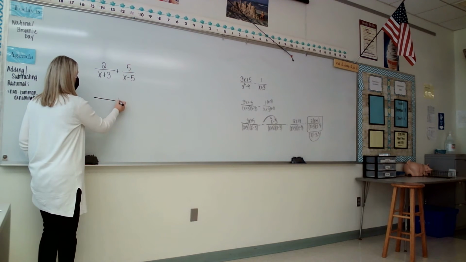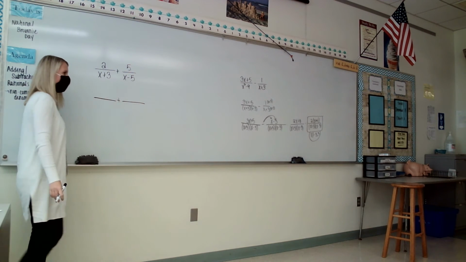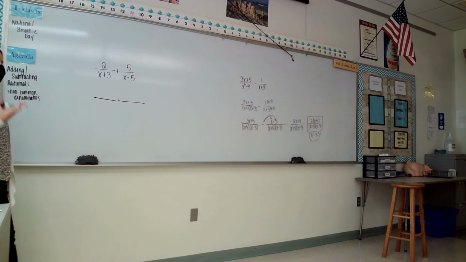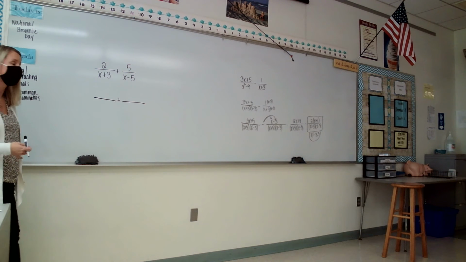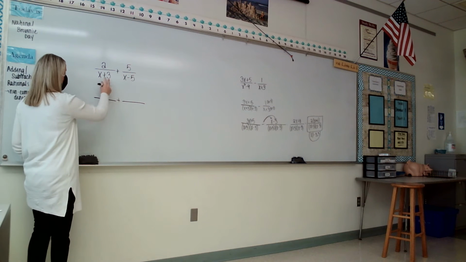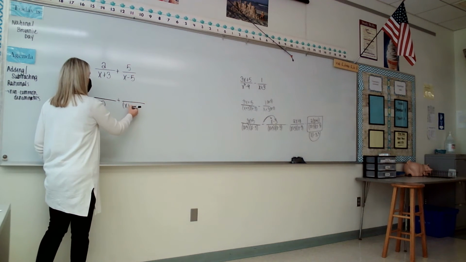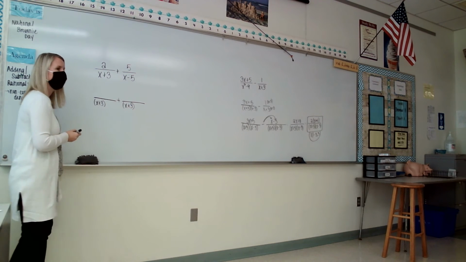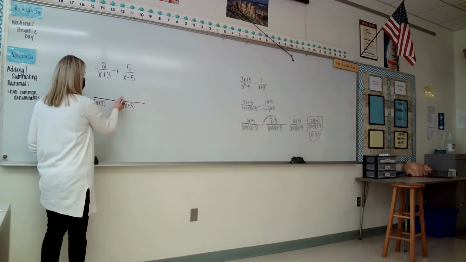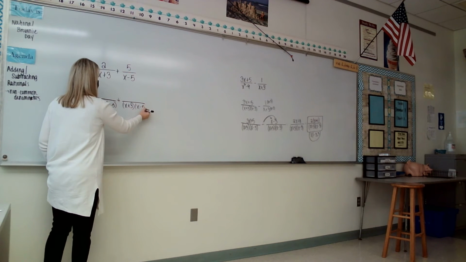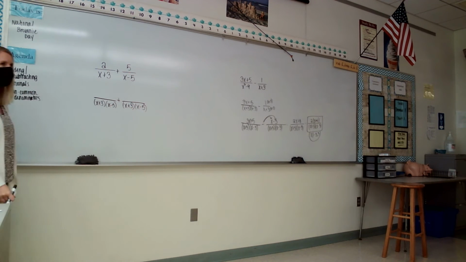So I'm going to rewrite it. Basically, you just need to remember if it's in the denominator, it needs to be represented in the common denominator. If I have an x plus 3 here, that means there's an x plus 3 in my common denominator. If I have an x minus 5 here, that means x minus 5 has to be represented in my common denominator. So my common denominators, you just multiply them together.